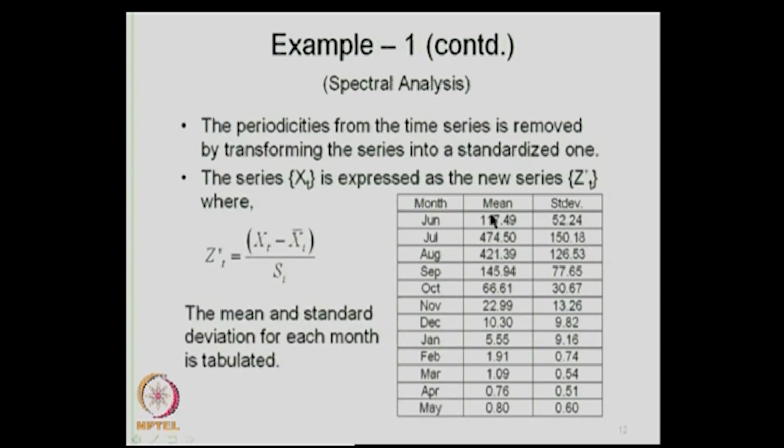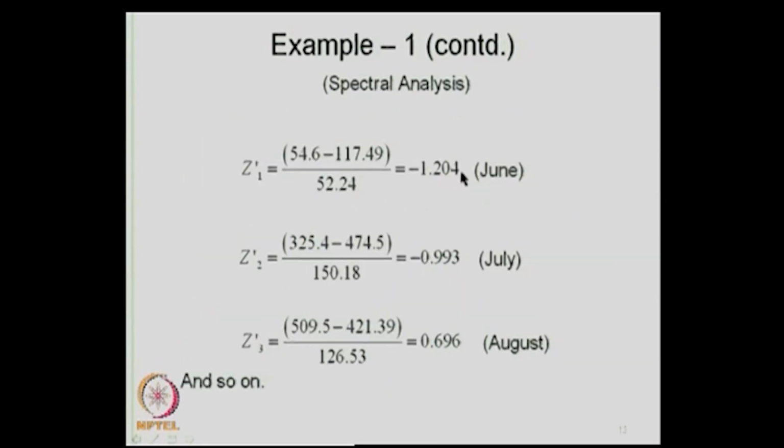For the first value, you deduct the mean of the June month and divide by the standard deviation, 52.24, and so on for this month June. Similarly, 2 you take the July month, 3 you take the August month and so on, 13 again you take June month, 14 July month and so on. So, like this you formulate the z dash series. This is called the standardized series. This is one way of standardizing, where you deduct the mean and divide by the standard deviation.